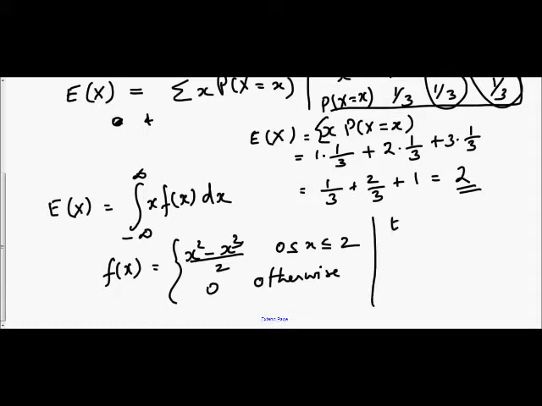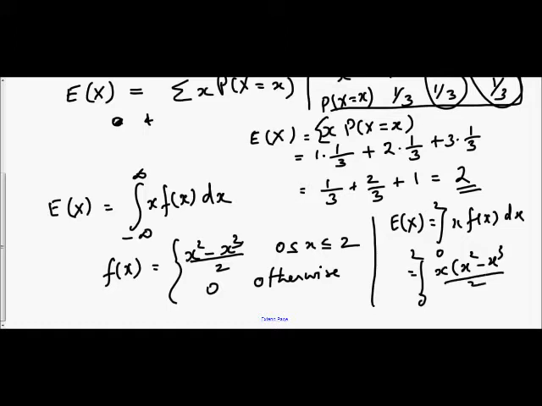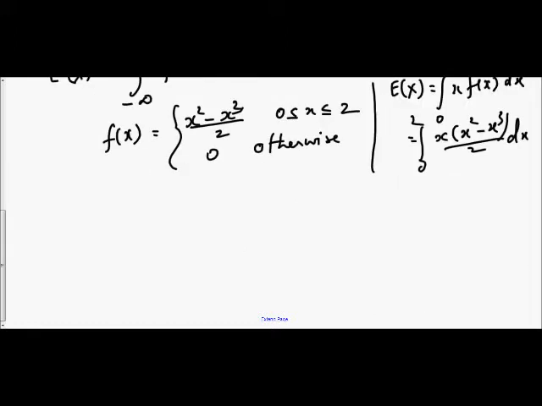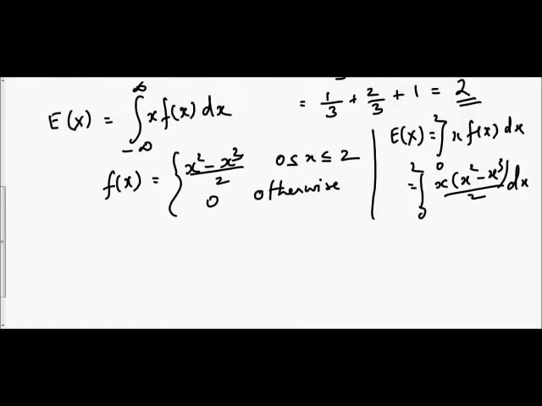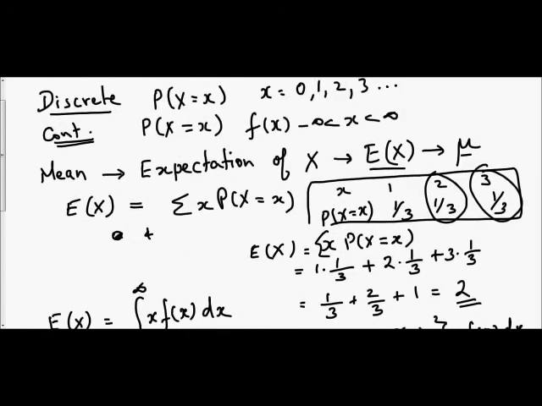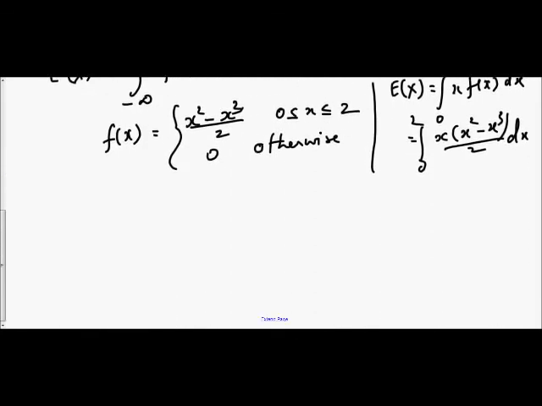So here the expected value of X would be the integral from 0 to 2 of x f(x) dx, which is the integral from 0 to 2 of x times (x^2 - x^3/2) dx, and this can be easily evaluated. It's a definite integration. If it is a complicated problem, you can even use a GDC for this. So this is the expected value of the random variable for both discrete and continuous cases. Now there are some properties for the expected value.